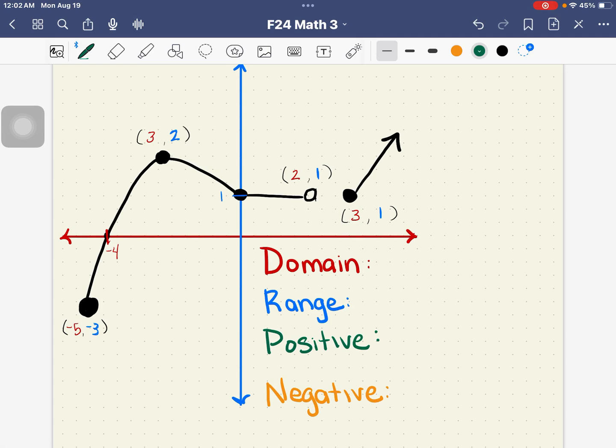In today's lesson, we're going to be looking at intervals of increase and decrease. But before we get into that, I want to review the things that we talked about last week. There were 4 really big ideas that we talked about last week: domain, range, positive intervals, and negative intervals.